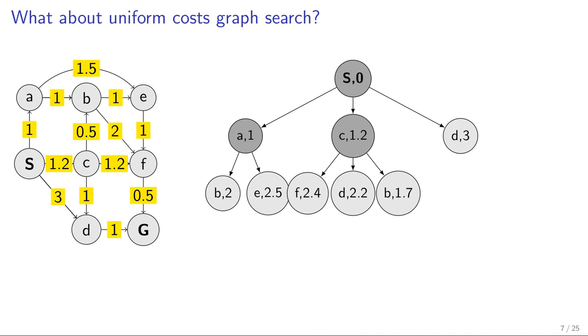Okay, and now there's one thing to note, and that is that I have 2 times B here. I have arrived at B through A, which gives me a total cost of 2, but I can also go through C, which gives me a total cost of 1.7. So what do you think I should do now if I want to have something like a graph search variant of things?